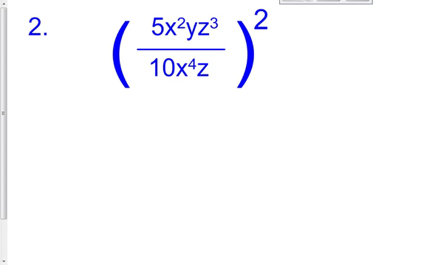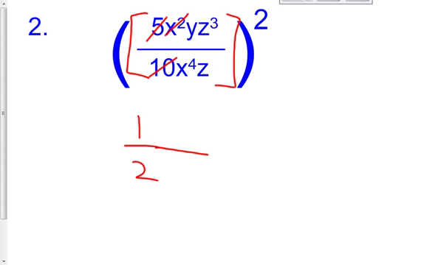Problem number 2. What we're first going to do, you can bring this exponent down on all these first, but it might get a little bit messy. But you could do that and you'd still get the right answer. I might recommend reducing this first. So 5/10 is the same thing as 1/2. X squared and x to the fourth make it x squared in the denominator. The y's don't cancel at all or reduce, so you just have a y left in the numerator. And then you have z cubed divided by z, which is the same thing as z squared in the numerator.